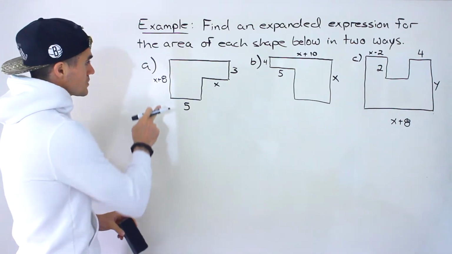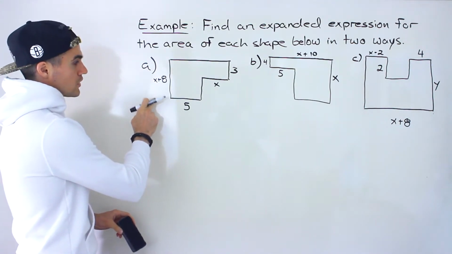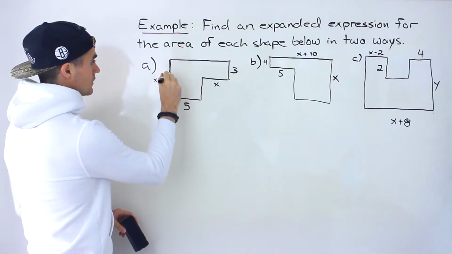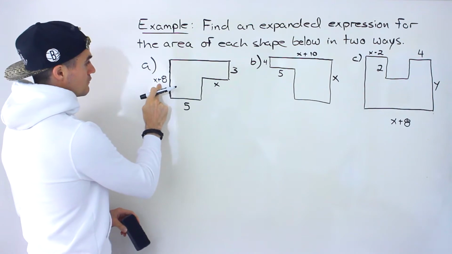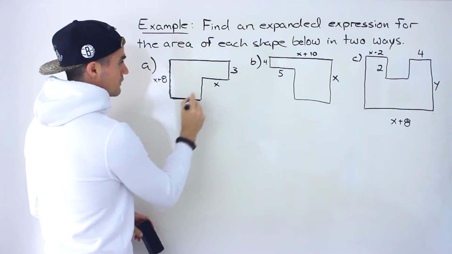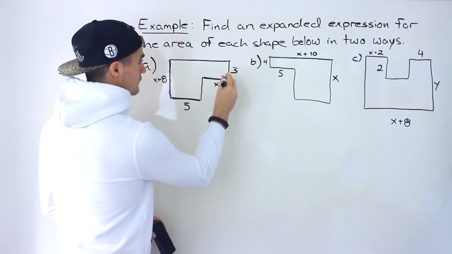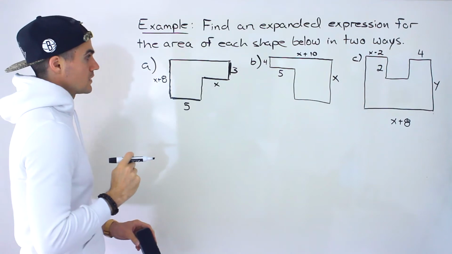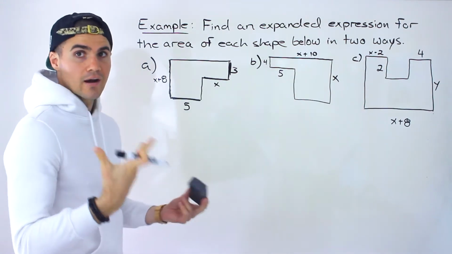So starting off with part A, over here we have this shape, and notice that this side over here has a length of x plus 8. This side here has a length of 5, this side here has a length of x, and then this side here has a length of 3. So we've got to find the area of this.